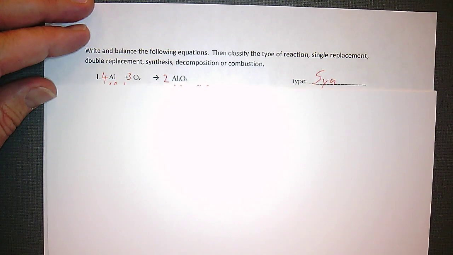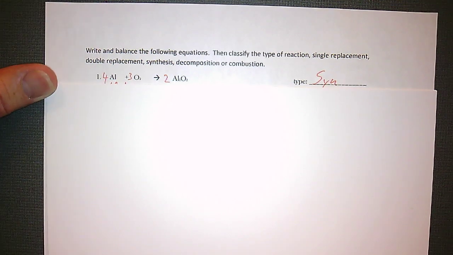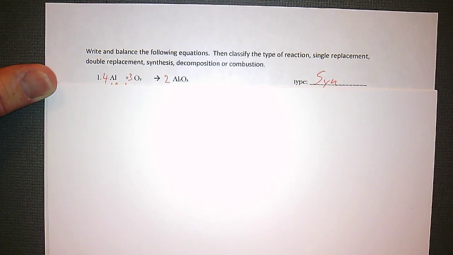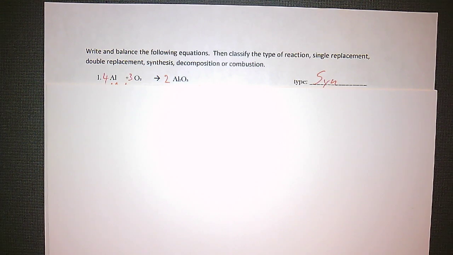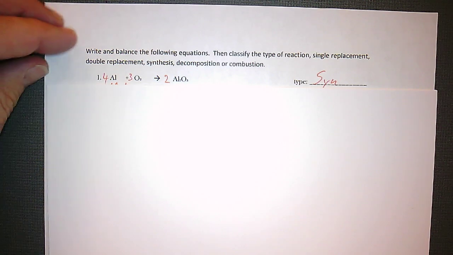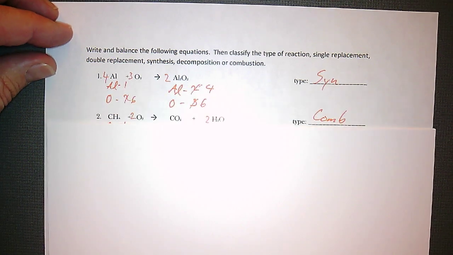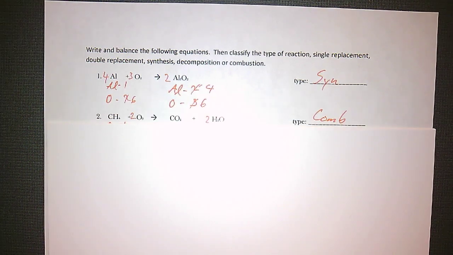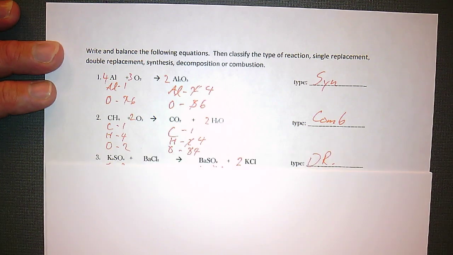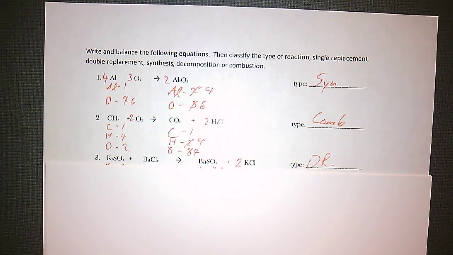Okay, all right. The first one should have been 4Al + 3O2 yields 2Al2O3, and that is a synthesis. All right, everybody good? Awesome. All right, for number 2, it would just be CH4 + 2O2 yields CO2 + 2H2O, and that is a combustion. All right, number 3, the only thing you have to do is put a 2 in front of the KCl, and that's a double replacement.